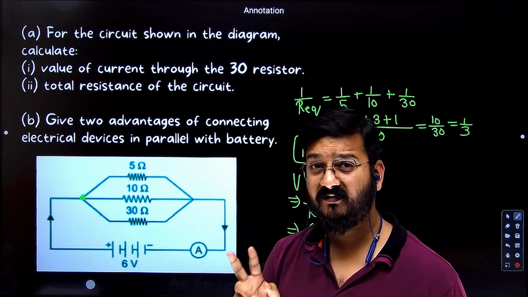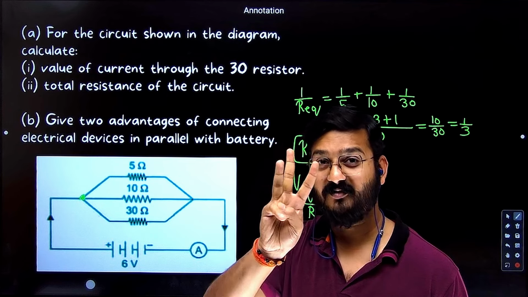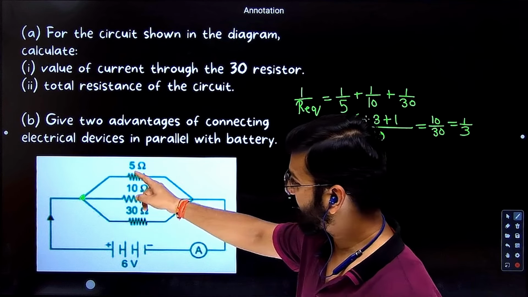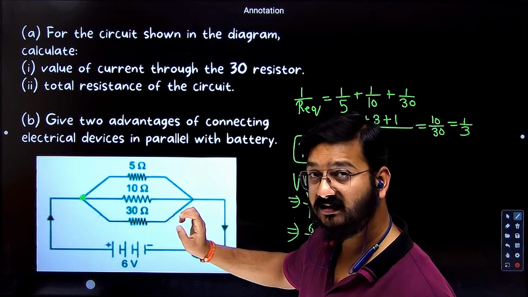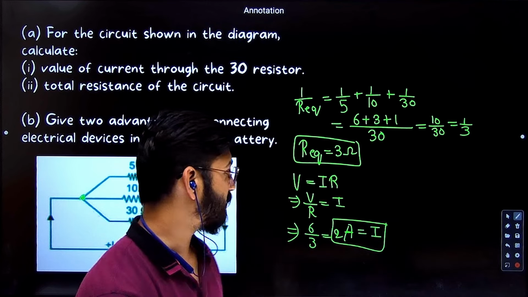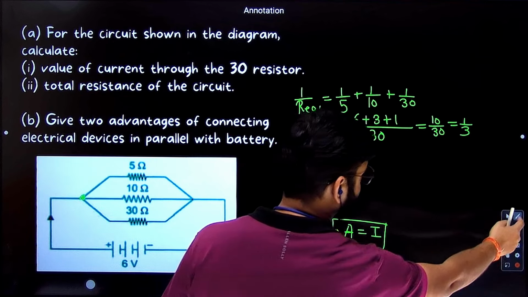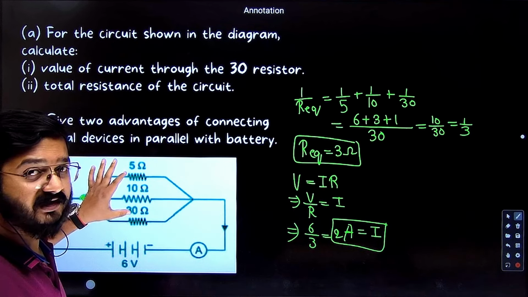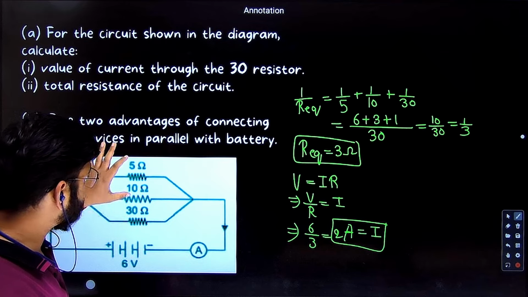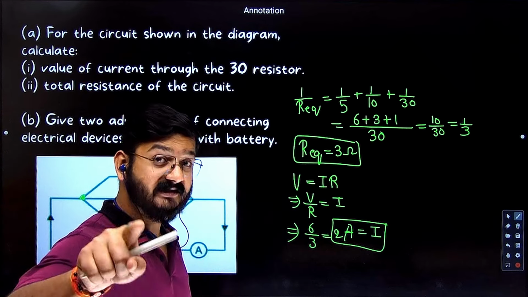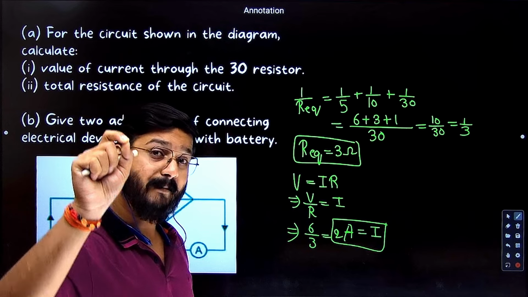Now the current will get divided into three parts. Some part of the current will go into 5, then 10, and then 30. So you need to find the current going to 30, but we will find it for all three branches. So what is the funda here? The funda is that because these three are connected in parallel, the potential difference across all three of them should be the same, correct? And it should be the same as the potential of the battery.